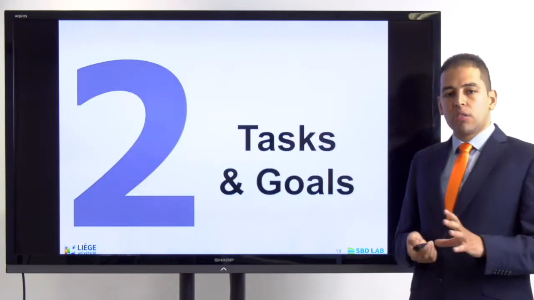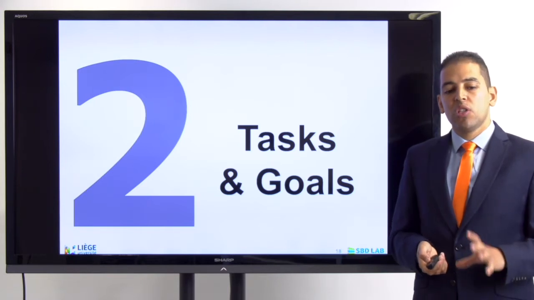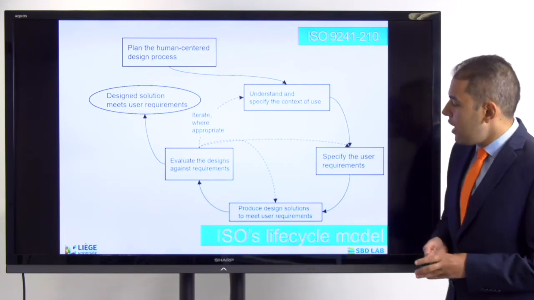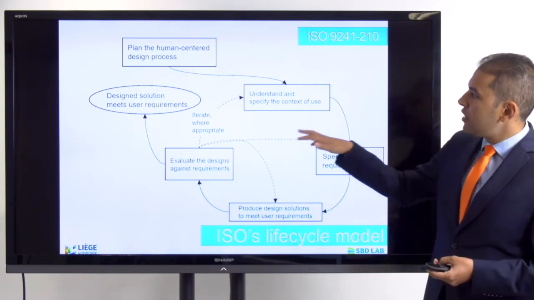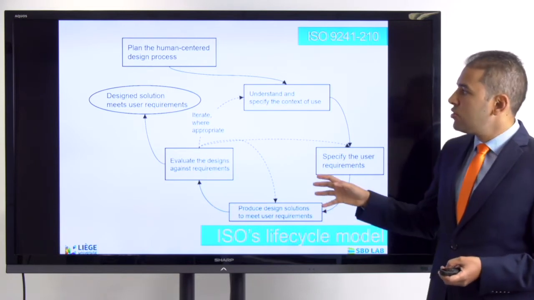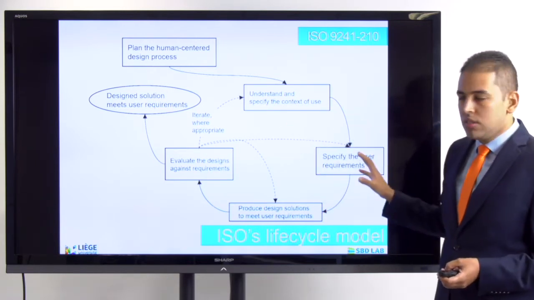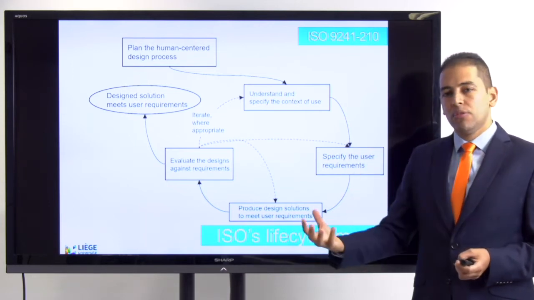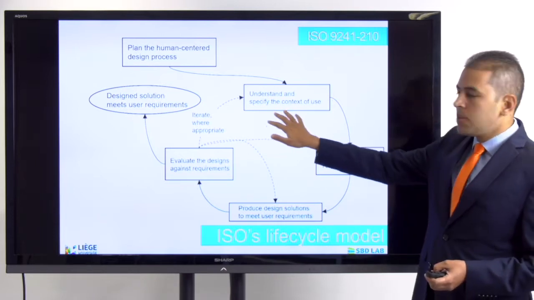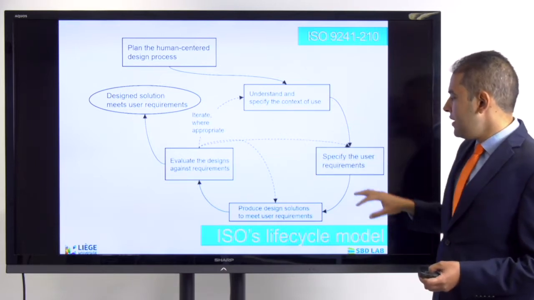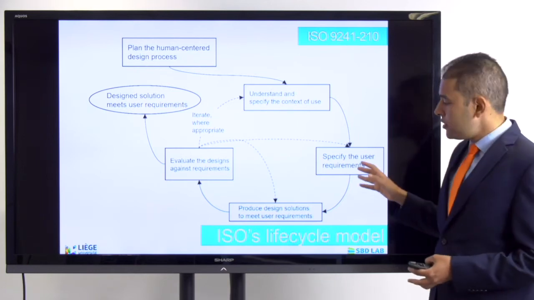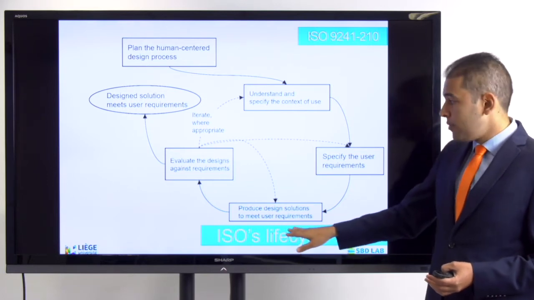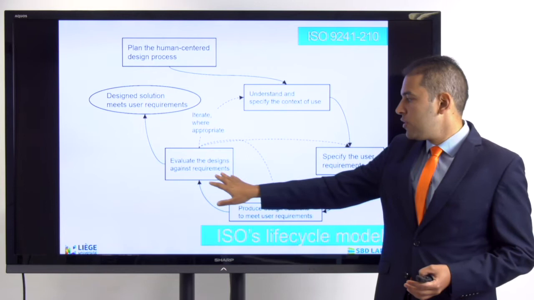Now let's talk about the tasks after finishing talking about users. What are the tasks and the goals that I can do in usability testing? According to ISO 9241, which gives a kind of process map showing how to plan the human-centered design process, if we are looking to test the interaction between a human and your solution, first of all, you need to understand and specify the context of use. Then you need to specify the user requirements. Then you produce the design solution to meet your user requirements. And finally, you come up with the evaluation of the design against requirements.